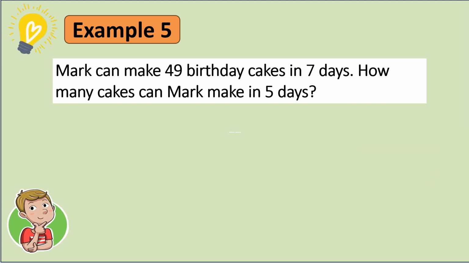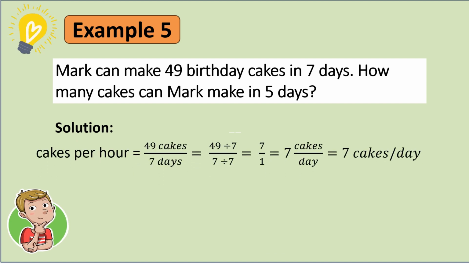Example number 5. Mark can make 49 birthday cakes in 7 days. How many cakes can Mark make in 5 days? Solution. We write again our rate as a fraction, 49 cakes over 7 days. And since the denominator value is 7, then we divide both the numerator and denominator by 7 to get our unit rate equal to 7 cakes per day.